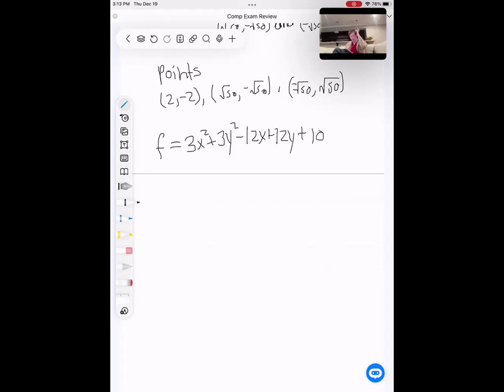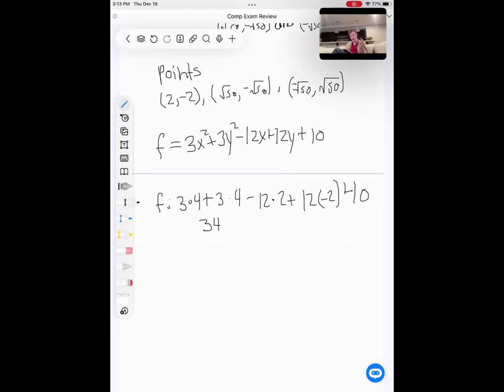So looking at this, right, we can just take 2 and -2 and plug them in for x and y. We know that -2 and 2, both of them squared is just 4, right? So f of 2, -2 is going to be 3 times 4, plus 3 times 4 again, right? Minus 12 times 2 plus 12 times -2. That's going to cancel, plus 10, right? So that's just going to give us 34, I believe.